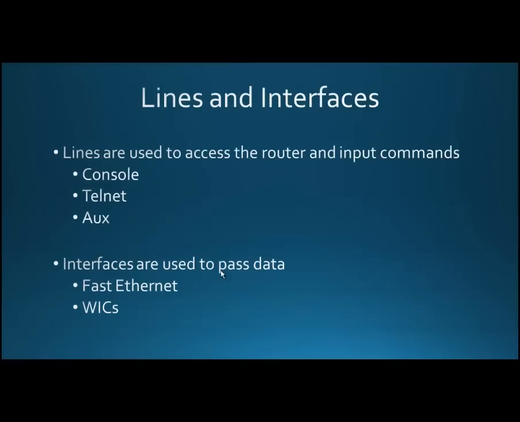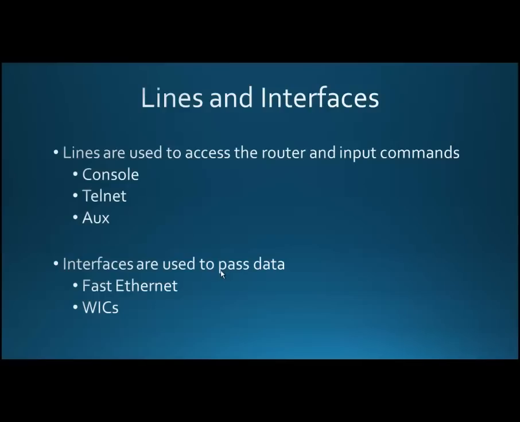All right, so remember, we have lines and we have interfaces. There's 3 lines that we deal with: the console, the telnet, and the auxiliary. Now, today we call it telnet, but back in the old days they called it virtual terminal. That's why the command for that is line VTY, which is short for virtual terminal. And there are 5 lines, 0 through 4. So line console 0, because there's only one console port. Line aux 0, because there's only one aux port. But line VTY 0 space 4, because there are 5 telnet lines. So 5 people can telnet into the router at the same time.